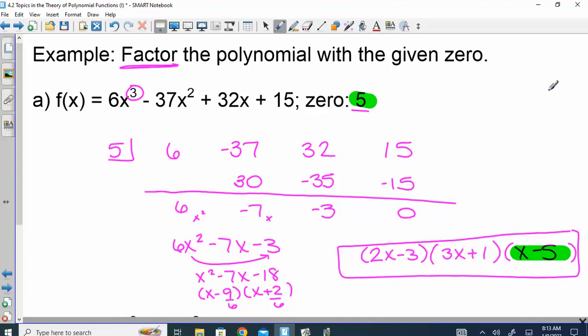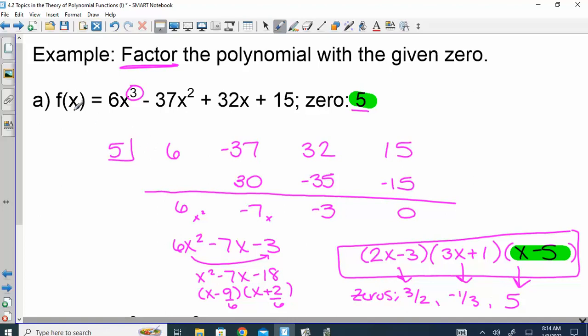Can we check it on the calculator? Yes, you can graph it and check for the x-intercepts. Those will be the zeros. So let's just check real quick. If you set 2x minus 3 equal to 0, what do you get? 3x plus 1? And x minus 5. So on the graph, it should cross the x-axis. You can plug them in and see if it equals 0. All right, so far, so good?